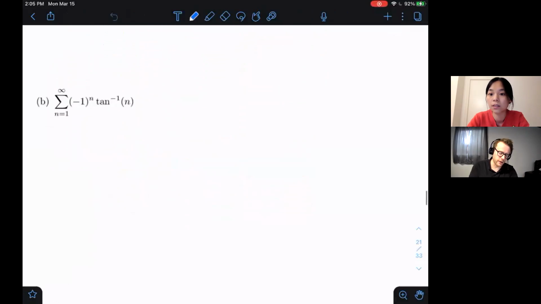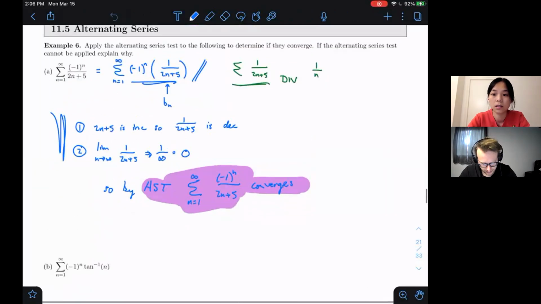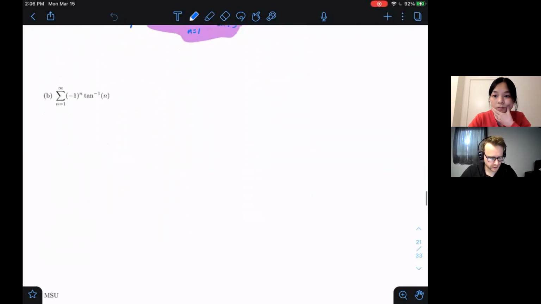Let's go ahead and try another one. Maybe you've already been thinking about this, so I'll give you another 30 seconds or so. Of course, we see that it's an alternating series, and so we're inclined to apply the alternating series test to this. Try to apply the alternating series test, and like it says up here, if the alternating series test cannot be applied, explain why. So 30 seconds.